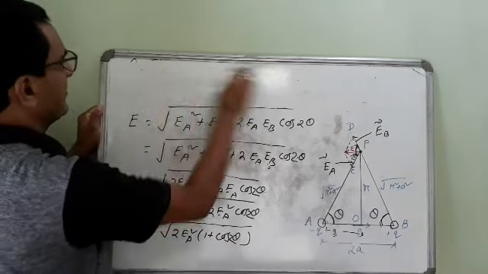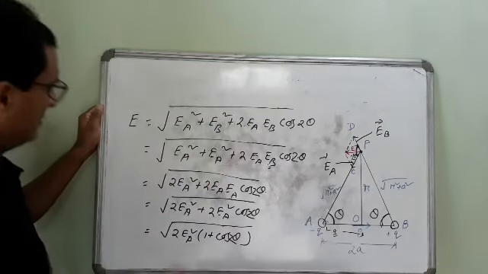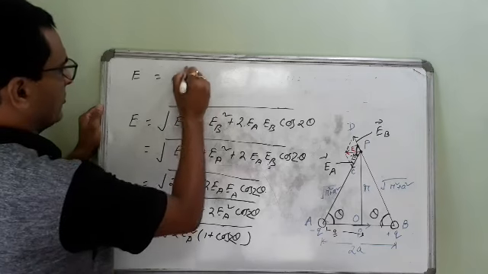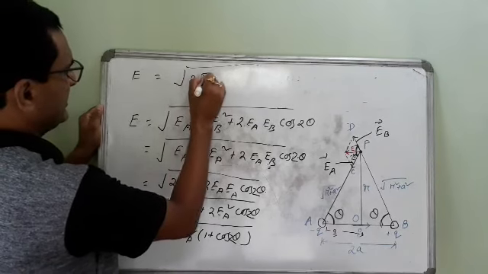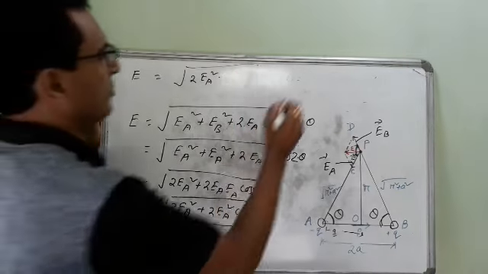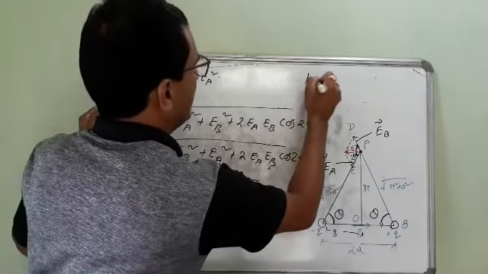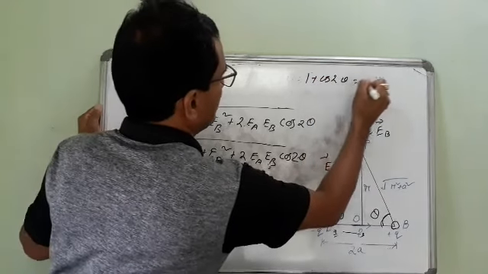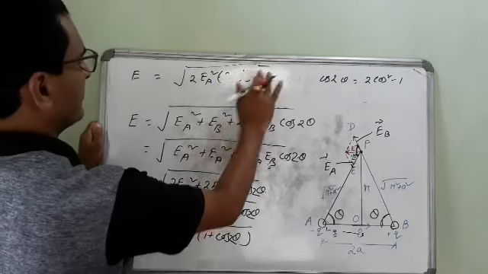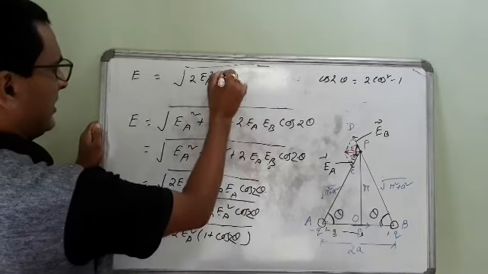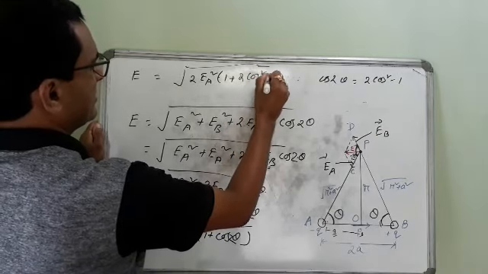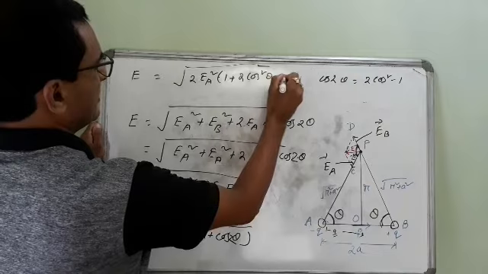Again, E is equal to root over twice EA square into 1 plus cos twice theta. What is 1 plus cos twice theta? We know 1 plus cos twice theta is equal to 2 cos squared theta. So instead of 1 plus cos twice theta, we can write 2 cos squared theta.